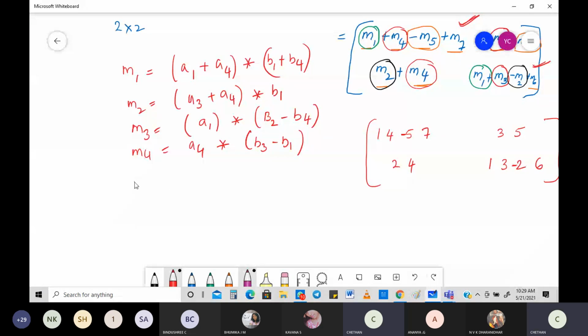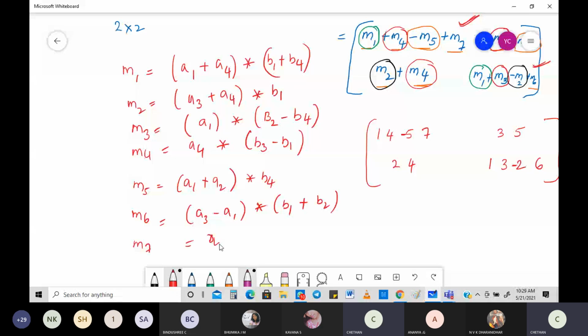M6 is (A3 minus A1) into (B1 plus B2). Then again M7 is equal to (A2 minus A4) into (B3 plus B4). So maybe you're getting confused, I know, but I can't help it. Such a big one, right? Okay, first of all, this you need to remember.